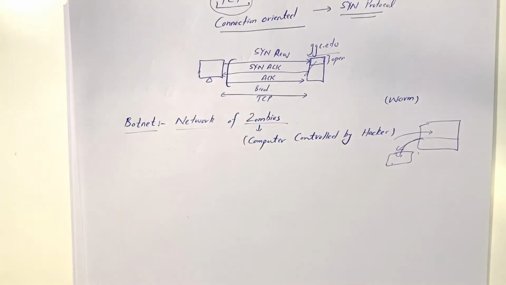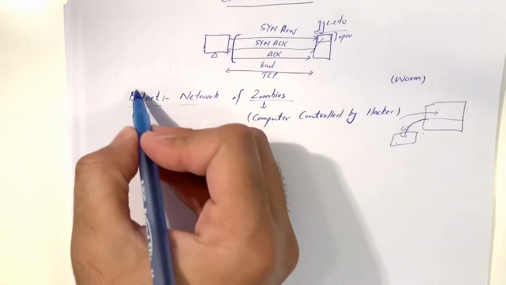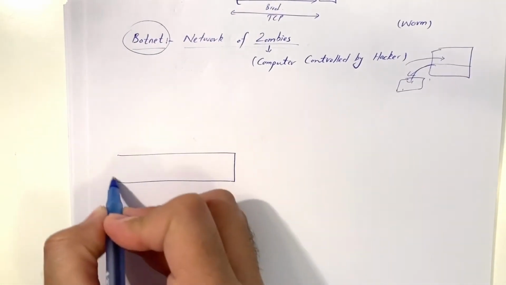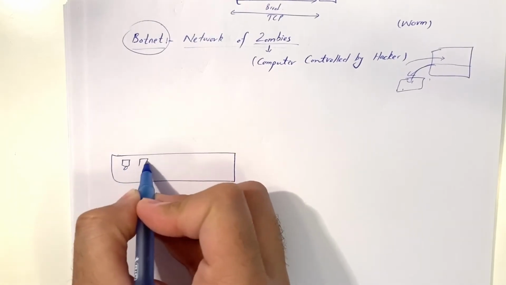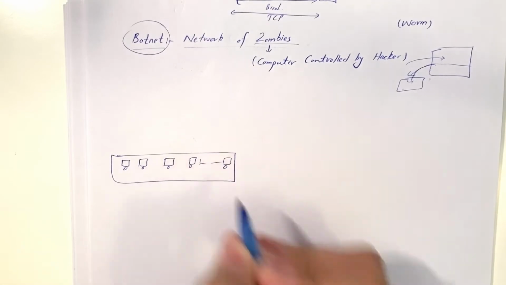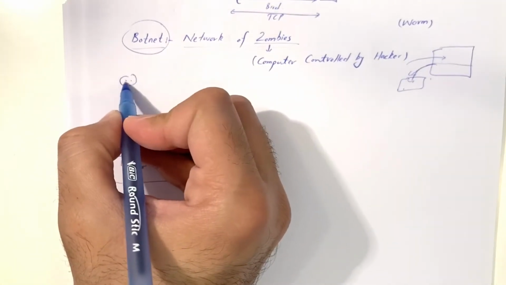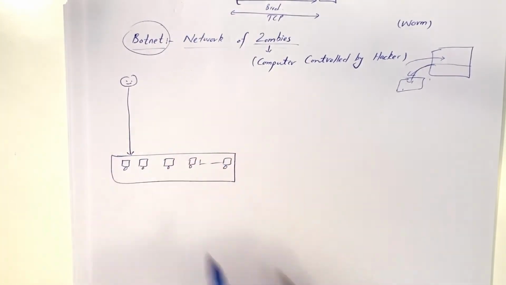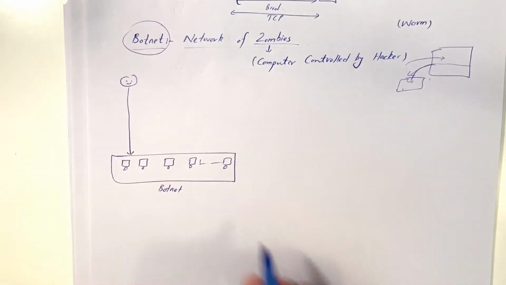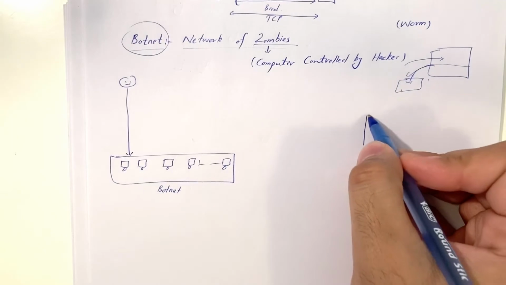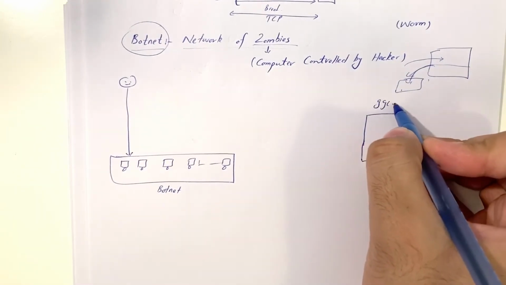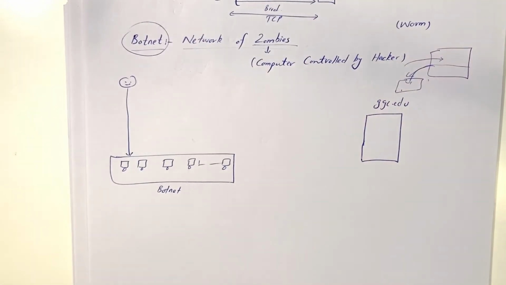In order to launch a SYN flood, what do hackers do? They first create a botnet. Botnet means now they have plenty of computers. So let's say this is the hacker, and the hacker has plenty of computers under his control. The hacker can remotely control all these computers. So this is the hacker's botnet. After that, let's say this is my website which I want to overwhelm, ggc.edu, for example.